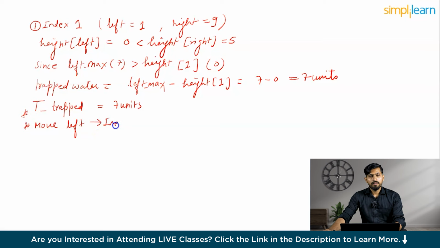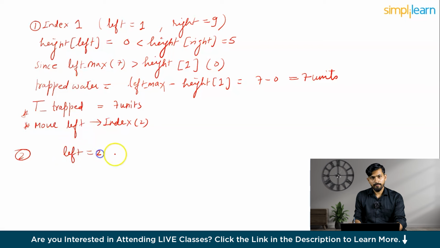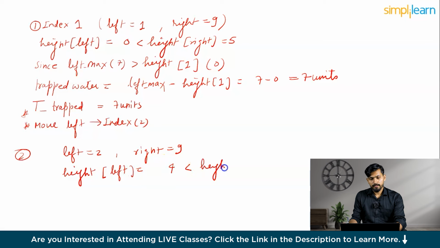Okay. Now at index 2 in step 2, what are we going to do? Here left is equal to 2 and right is equal to 9. So height of left, height of 2, we can calculate equals 4, which is greater than height of right, which is 5. Now here, what are we going to do?